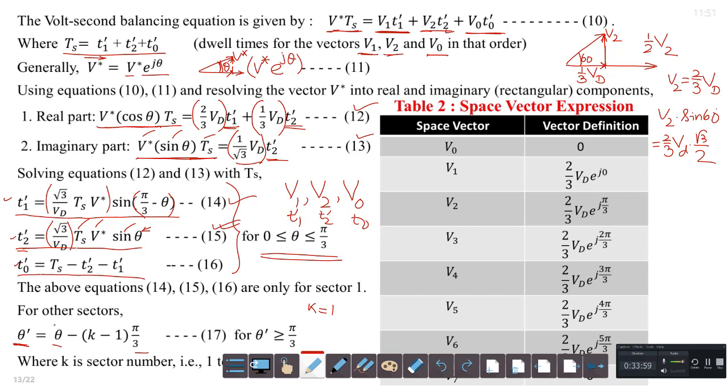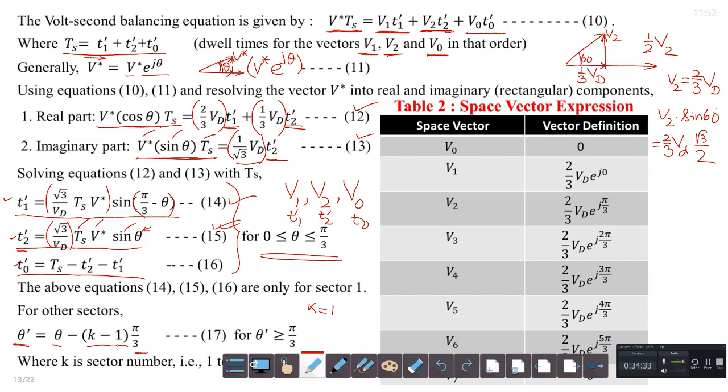When k is other than 1, that means 2 or 3 or 4 or 5 or 6, then we multiply k minus 1 into pi by 3, because each voltage vector is shifted by 60 degrees. So, theta minus k minus 1 into pi by 3 is theta dash, and instead of using theta, we use theta dash in equations 14, 15, 16 and we get the corresponding voltage vectors' dual times.